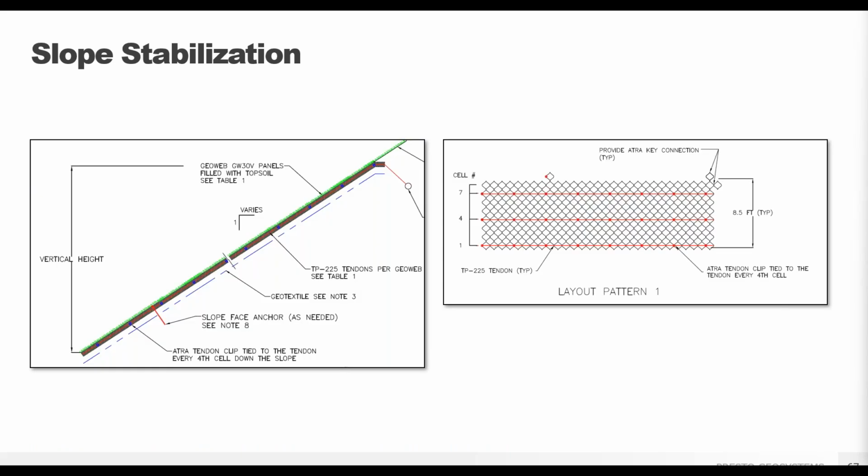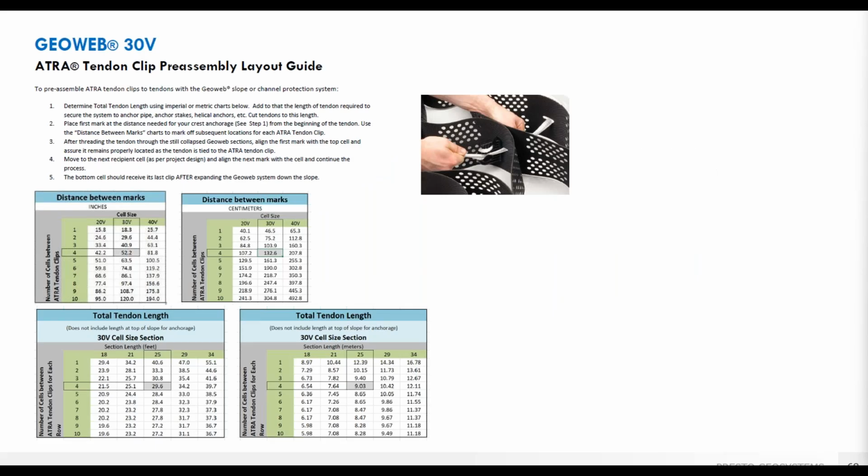With the GeoWeb system and tendons and anchor tendon clips, you can pre-measure and mark and know the layout for pre-assembly based on project design. Let's look at a project to underscore the value of that pre-assembly and show you some pro tips for how to do it.